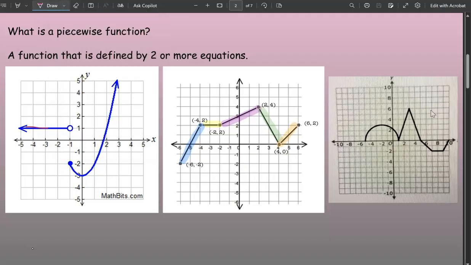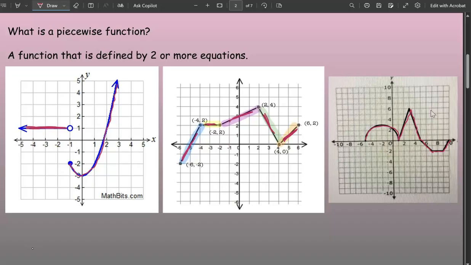we've got a constant, and then we have part of a quadratic. So that's two different pieces. Here we have 1, 2, 3, 4, 5 different pieces. And it looks like over here we've got 1, 2, 3, 4, 5, 6 different pieces to the graph. So it's still a function.